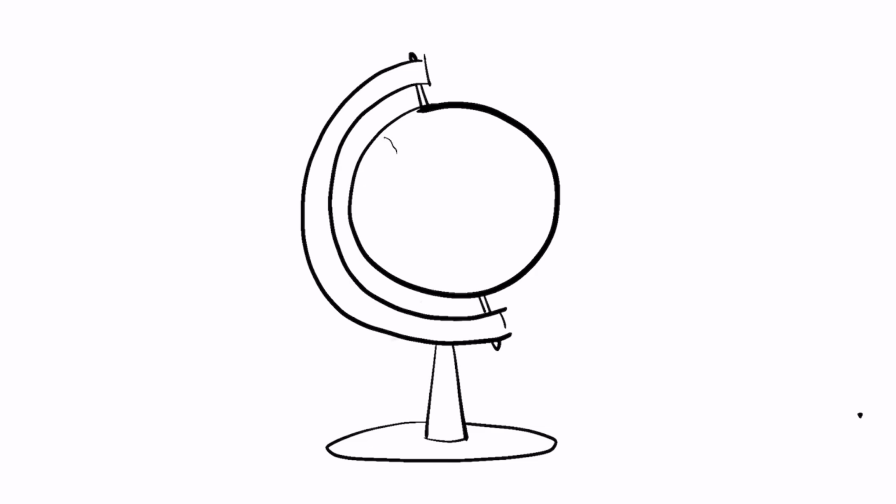For the map, draw a bunch of scribble shapes like so for the land. You don't have to make it match exactly, just a similar shape will be enough to get the idea across. Lastly, draw a slightly curved horizontal line going across the globe for the equator. And now you've got a globe.